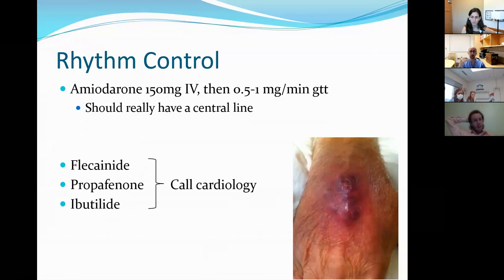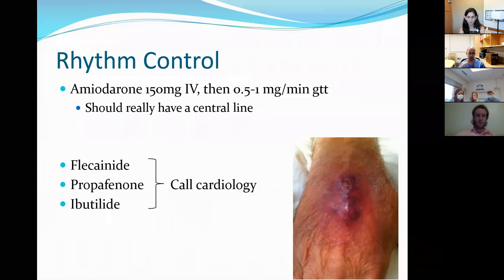Rhythm control. If you really think that someone needs to be converted back, then amiodarone. You'll use a lot of amiodarone anytime you're on a cardiology service. So 150 milligrams IV bolus, and then you start a drip between 0.5 and 1 mg per minute. And you really want to have the person have some sort of central line. A PICC line can be used for this, but any sort of central line can work. You can get thrombophlebitis. This is one of my patients who had the amiodarone being given peripherally.